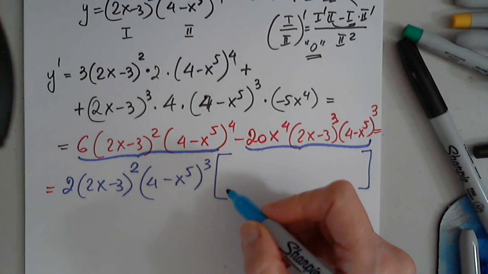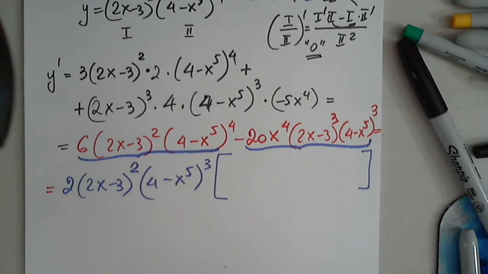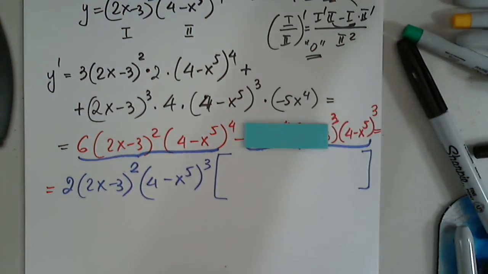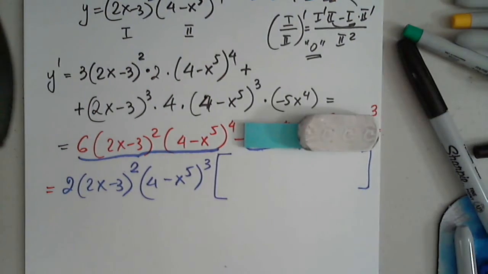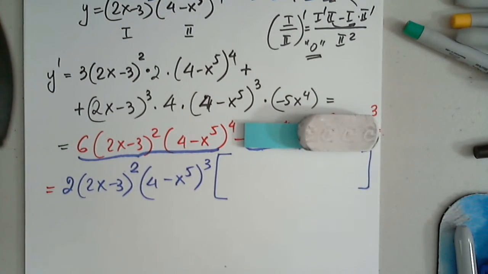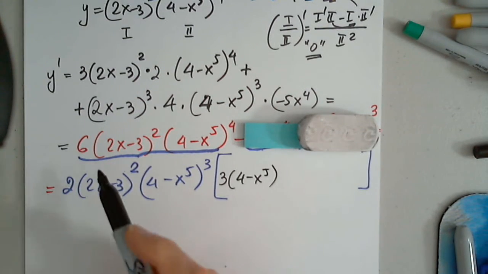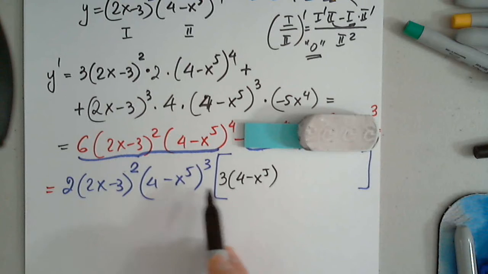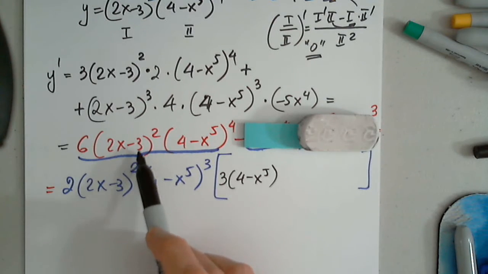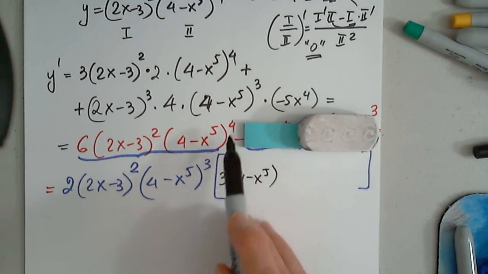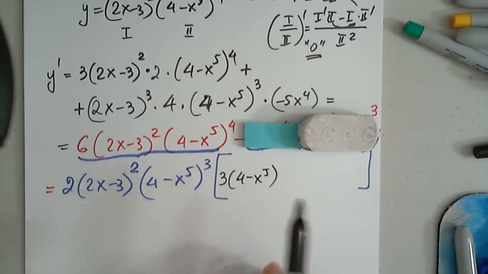Would it be 10x, or sorry, 20x fourth? Okay. What is left from the first term, please? 3 times 4x minus 5. Excellent. From 6 I took out a 2, so there is a 3 left. Awesome. These are completely out. From 4 I took out 3, so there is 1 left. Great job.